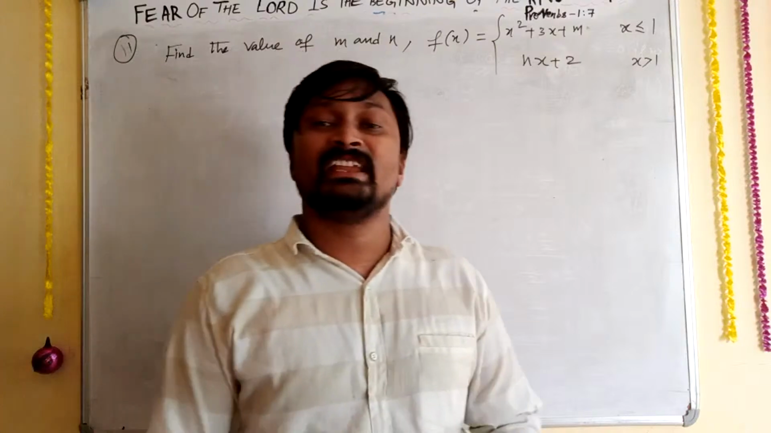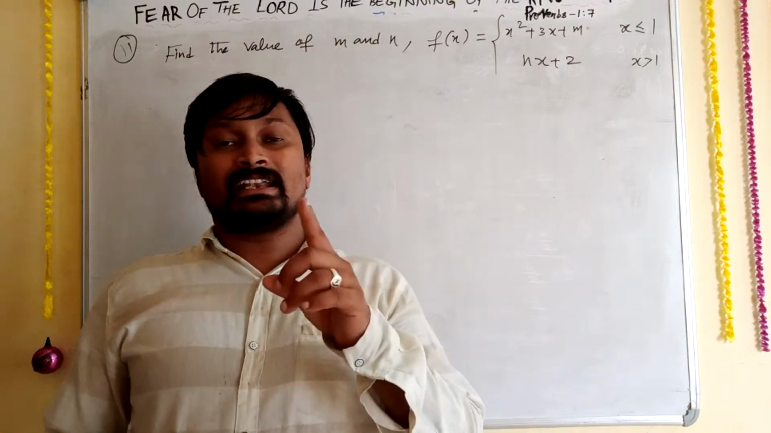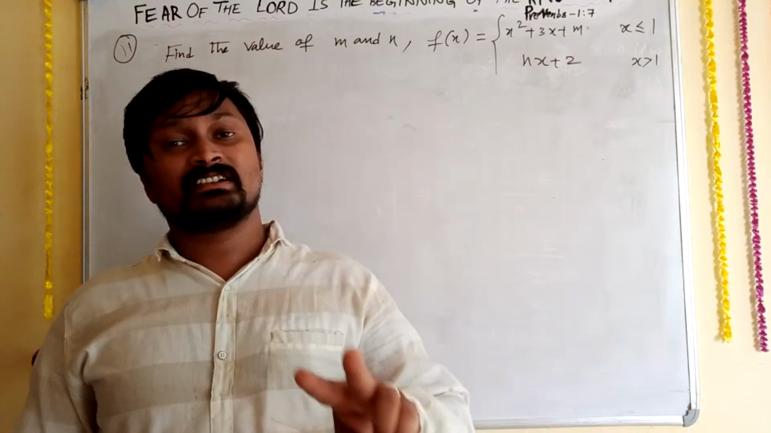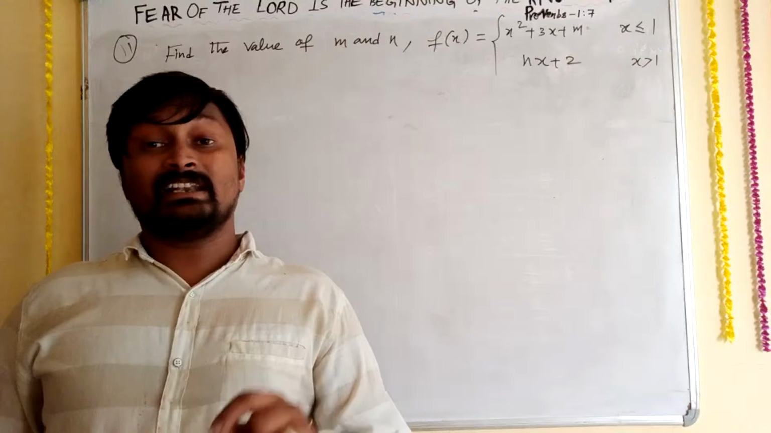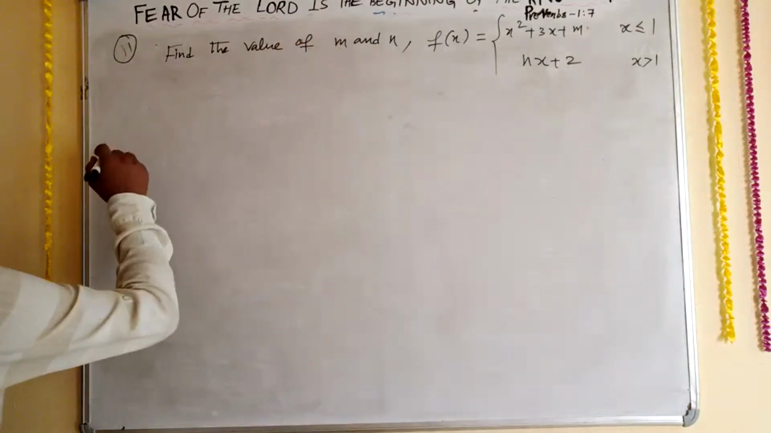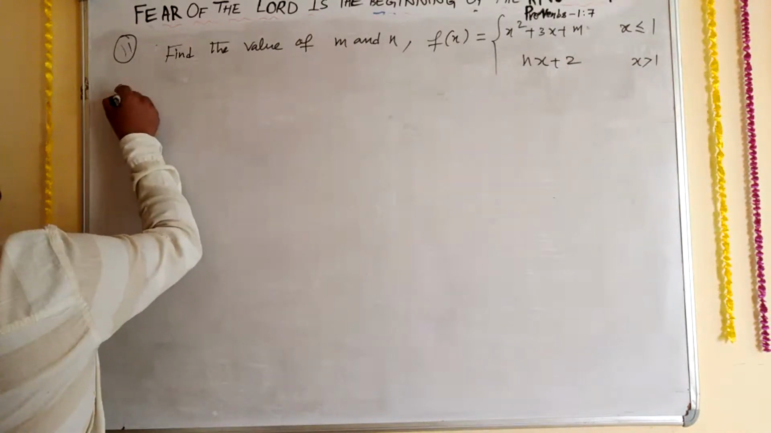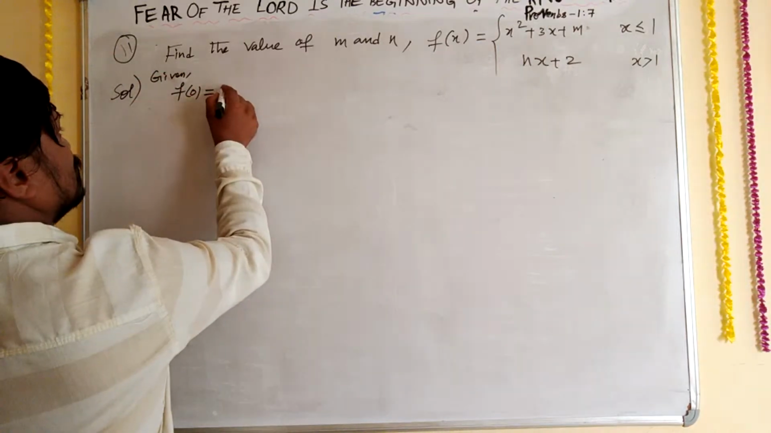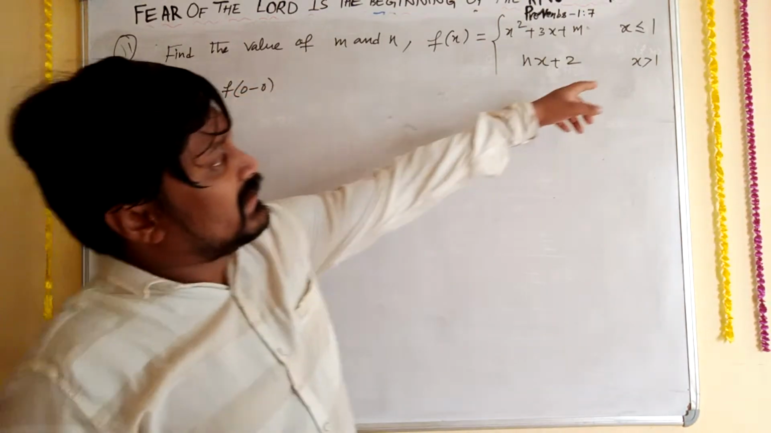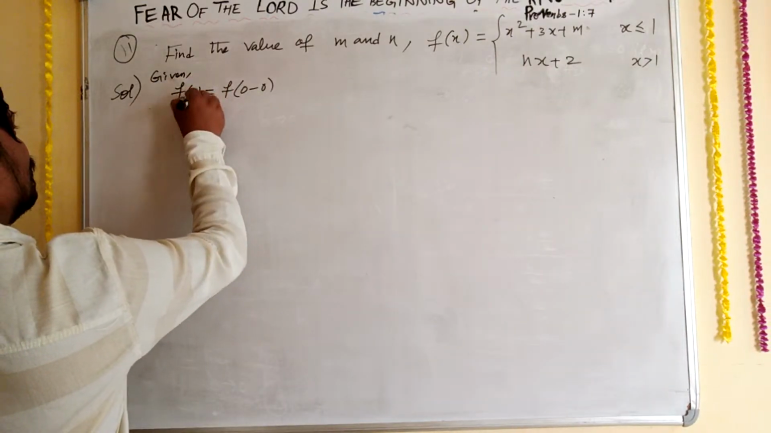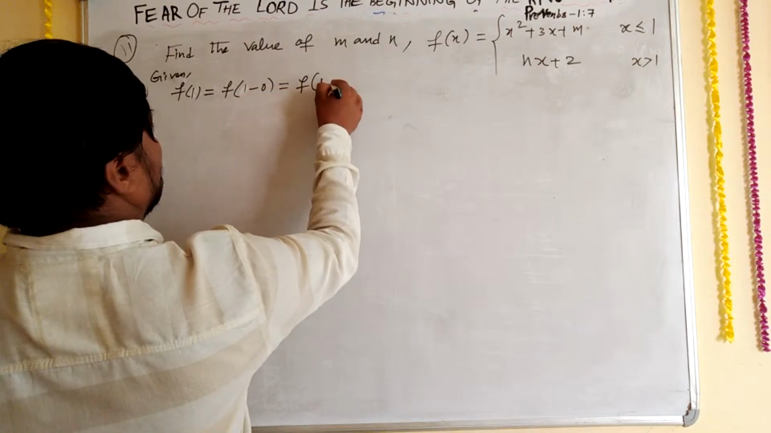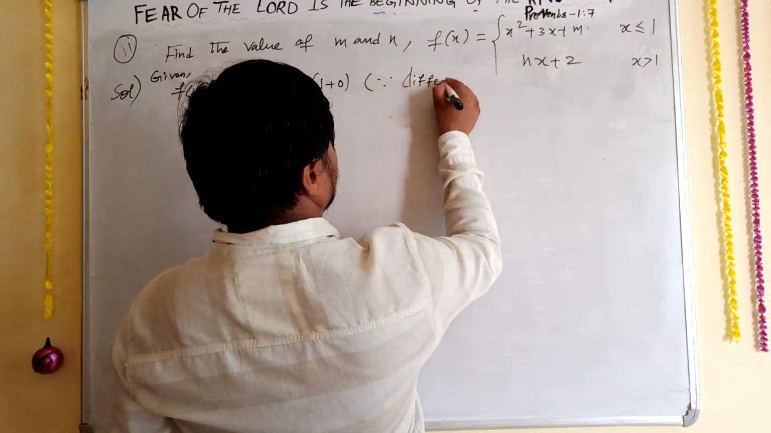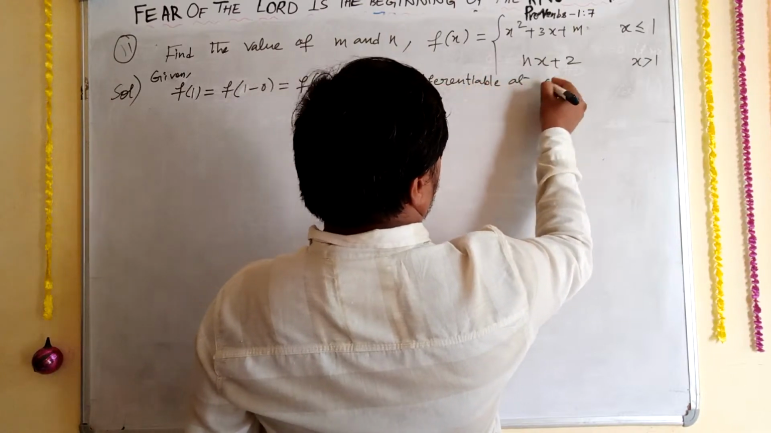So here you have to remember what is the meaning of differentiable at every point. Differentiable at every point, when they give this, means that it is continuous and then differentiable. Okay, means the function is continuous and the function is differentiable. When they give that differentiable at every point, remember that point. So here, given as differentiable at every point, that means at x is equal to 1 we can write f of 1 minus 0 is equal to f of 1 plus 0. So since they given as differentiable at every point.